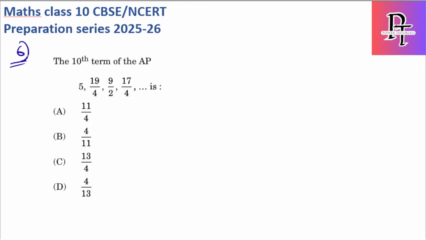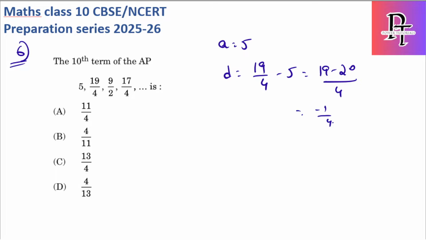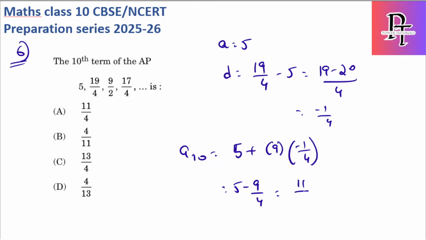Okay, the 10th term of an AP. For this, first we need to find the A and D values. The A value we already have, which is 5. The D value is the difference between two terms, which is 19 by 4 minus 5, which is 19 minus 20 by 4, that is minus 1 by 4. Now we need to find the 10th term, A10, which is A plus n minus 1 into D. A is 5 plus 9 into D, which is minus 1 by 4. So it is 5 minus 9 by 4. 5 into 4 is 20, 20 minus 9 is 11 by 4.